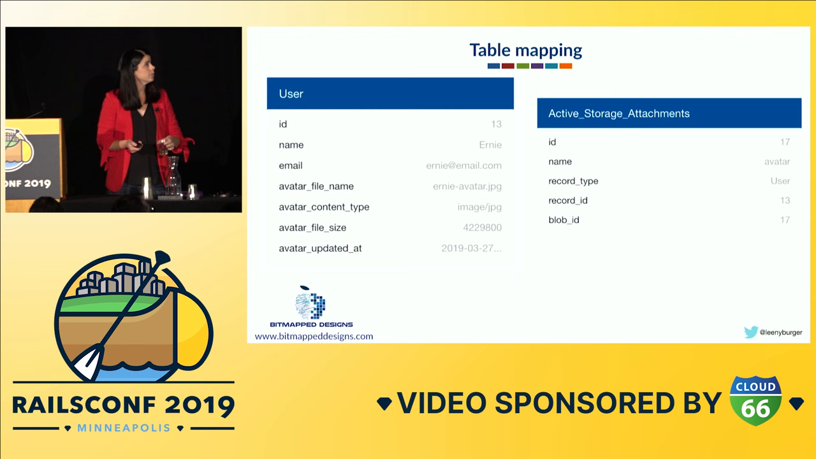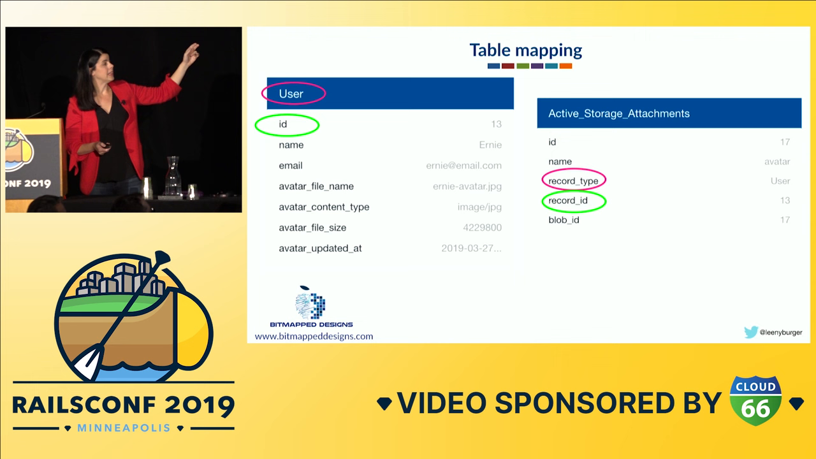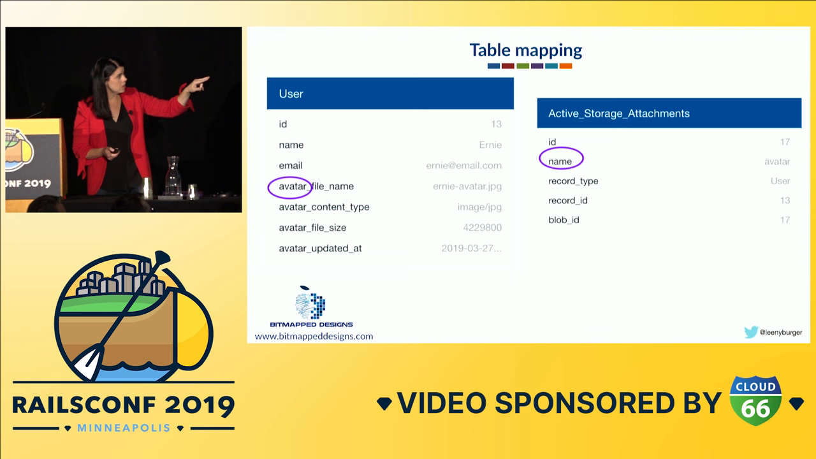All right, so how do these tables relate to one another? I'm going to do one table at a time. On your left is the users table, and on your right is the active storage attachments table. So user becomes our record type, the ID becomes our record ID, and the name becomes just avatar.